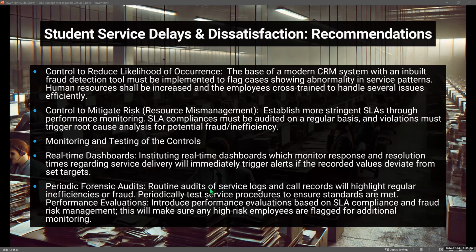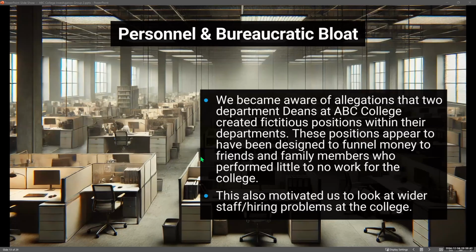Periodically test service procedures to ensure standards are met. Performance evaluations, introduce performance evaluations based on the SLAs. I think you get the picture with that one. Now, as I was saying, in the interviews and dealing with the customer service reps, certain things came up.